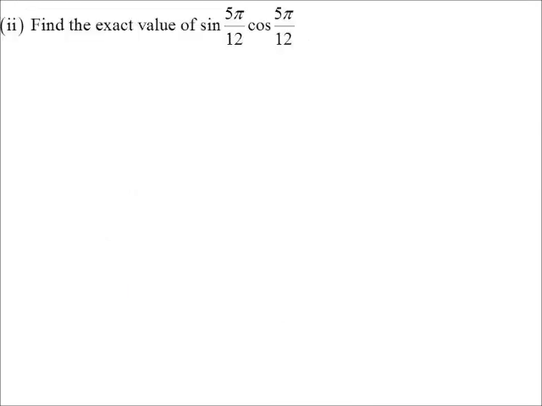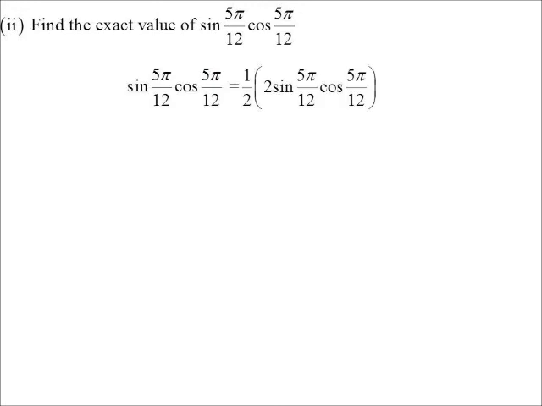Find the exact value of sine 5 pi on 12 cos 5 pi on 12, and I've done it in radians this time. Well, that's very close to one of the relationships we just looked at. But we had 2 sine theta cos theta, not 1 sine theta cos theta. Well, that's easy enough. I could rewrite the sine theta cos theta as a half of 2 sine theta cos theta. And the 2 sine theta cos theta is sine 2 theta. Theta in our case is 5 pi on 12. So double it, I get 10 pi on 12, which is 5 pi on 6.